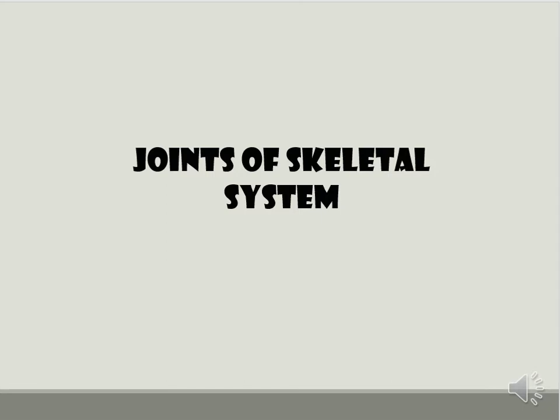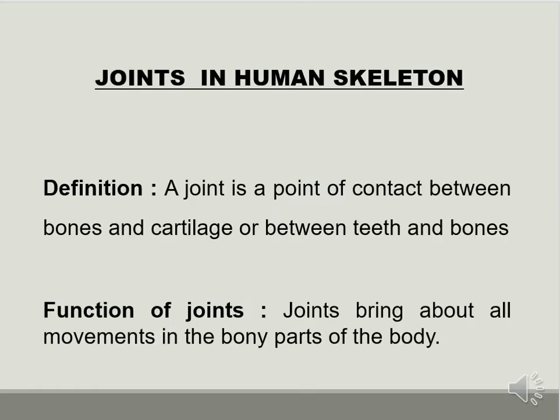Hello students, today we are going to study about joints of the skeletal system. Let's first know what a joint is. A joint is a point of contact between bones and cartilage, or between teeth and bone. It means the place where two bones meet is called a joint.